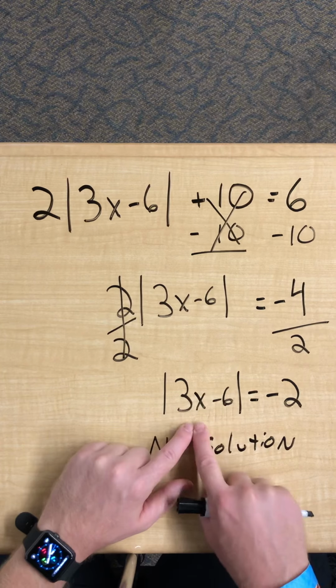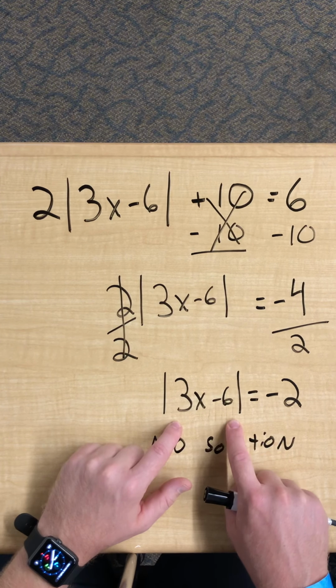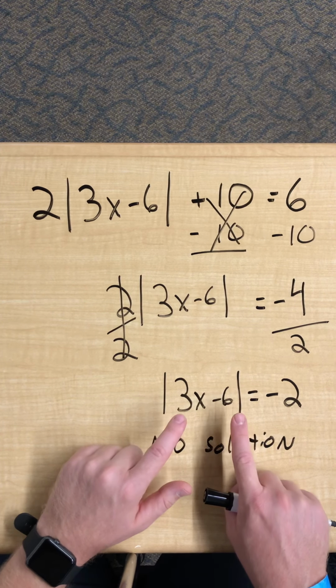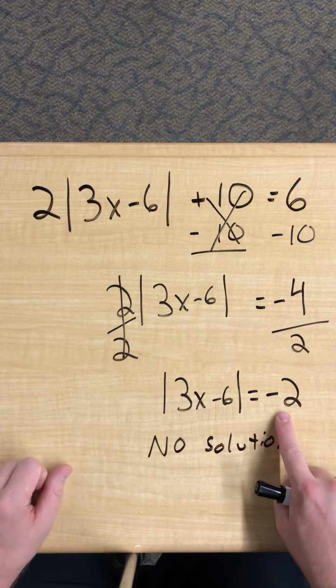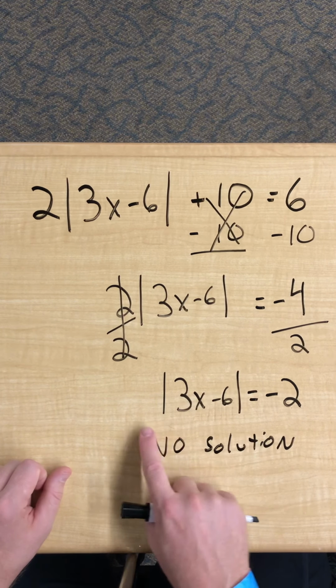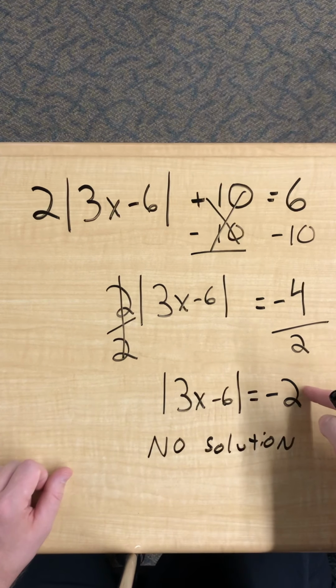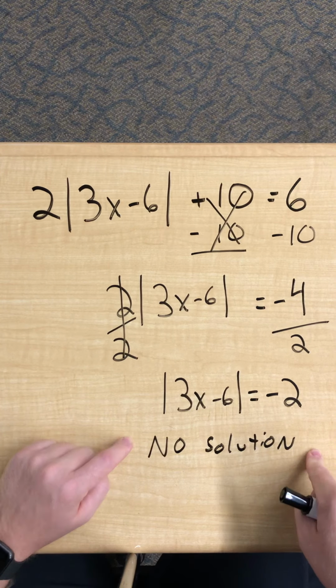There's no number that we can put in this whole world of math that after we take the absolute value of it, we would get a negative number. So now I want to show you this example of if we do get something negative after the absolute value is isolated, then there is no solution. Okay, we can stop right there.